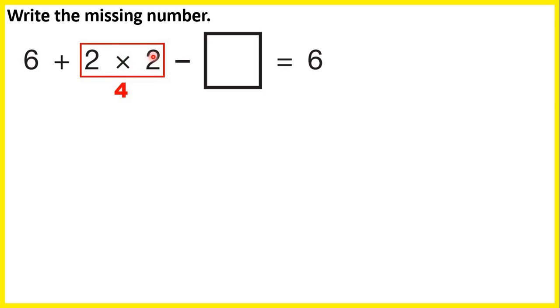So 2 times 2 is 4, so we have 6 plus 4 minus something is 6. So 6 plus 4 is 10, and 10 minus 4 is 6, so that means our missing number is 4.